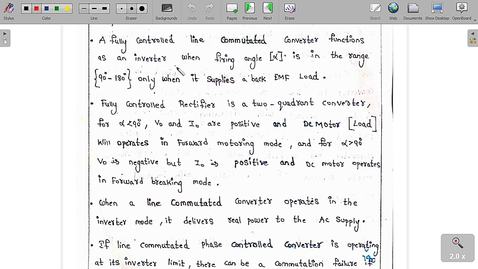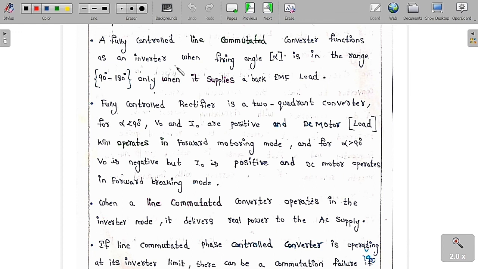Suppose the load has an EMF, for example an RL load with some back EMF. Then for alpha ranging from 0 to 180 degrees, when alpha varies from 0 to 90 degrees, it is going to act like a rectifier, so input is AC and output is DC. Whereas if alpha varies from 90 to 180, it is going to act like an inverter, meaning converting DC to AC, because the load is going to supply power to the source. That is the meaning of this.